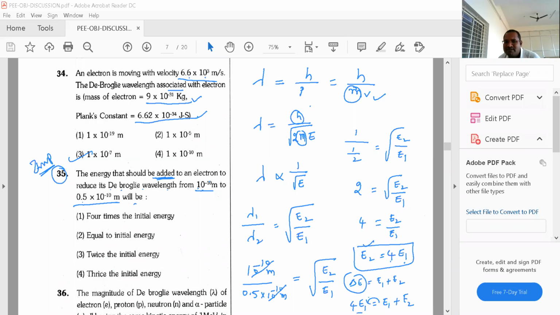Sending this to the other side, it will become 3 times the energy. Twice the initial energy is wrong, and 4 times is wrong because this is the final energy. Thrice the initial energy is what we should add. For initial energy E, if you add 3 times E, only then you will get 4 times E. So 3E energy we should add, thrice the initial energy. Option 4 is the right answer. Understood?